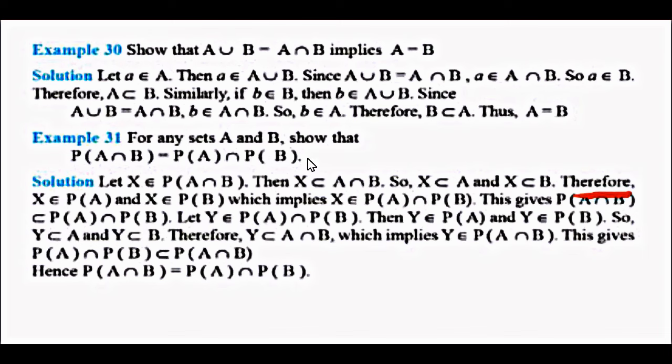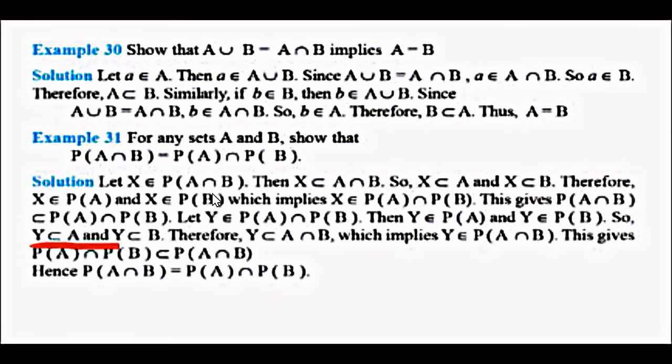Now let us move on to the opposite side. Let us assume Y belongs to this one. Y belongs to P(A) intersection P(B). That means Y actually belongs to P(A) and Y actually belongs to P(B). This means Y is a subset of A and Y is a subset of B. That means Y is a subset of the intersection, A intersection B, which is actually implying Y belongs to the power set of A intersection B, because it is a power set. This gives that P(A) intersection P(B) is a subset of P(A intersection B).